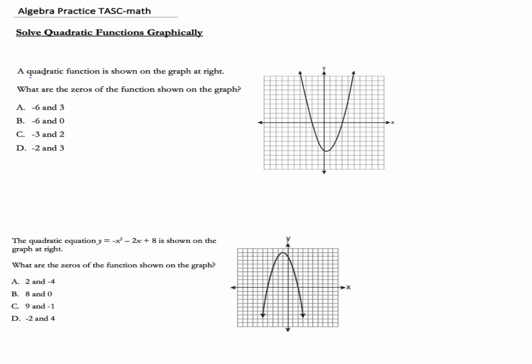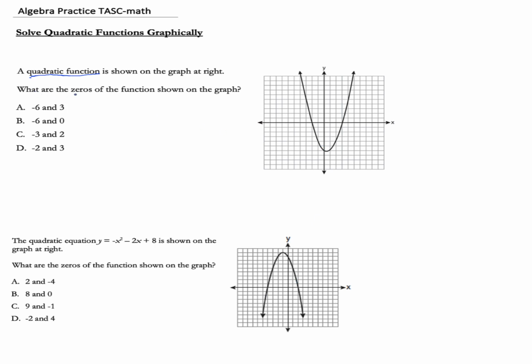It says a quadratic function is shown on the graph at the right. You always know a quadratic function because it looks like a U, or it looks like an upside down U. When it's upside down, it means this is a negative function. This is a positive function.